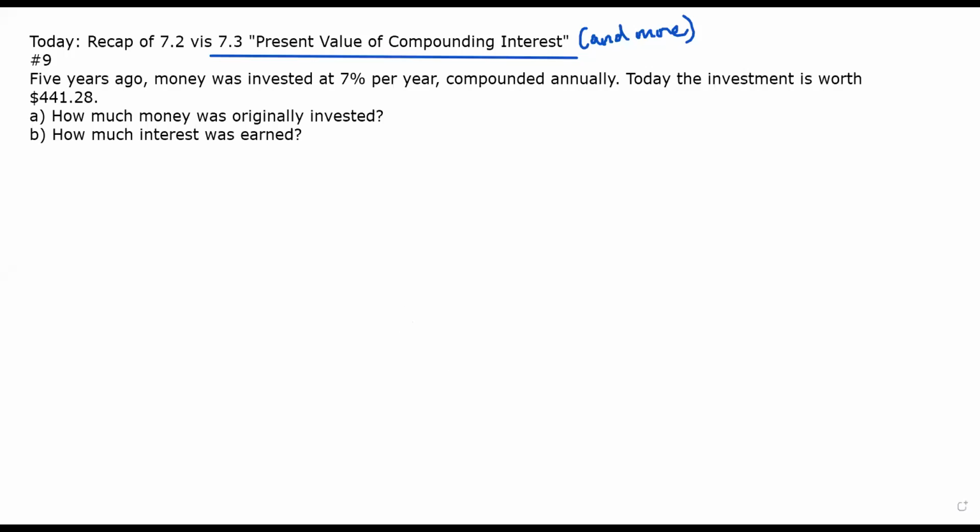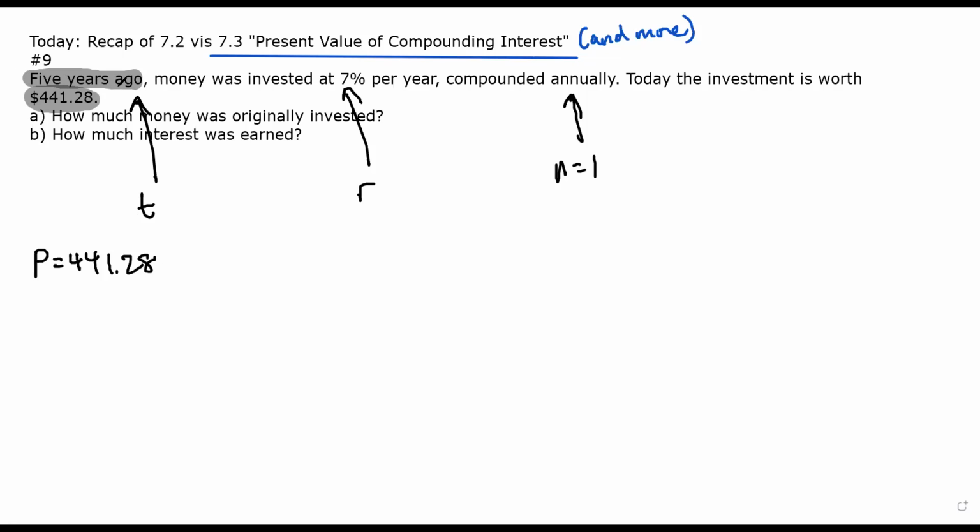Okay, have you tried it? Let's take a look. 5 years ago, a certain money was invested. So that tells me the time automatically, right? Compounded annually. Today, the investment is worth $441.28. So today, it's 441.28. You might be tempted to write that as principal because that represents today.